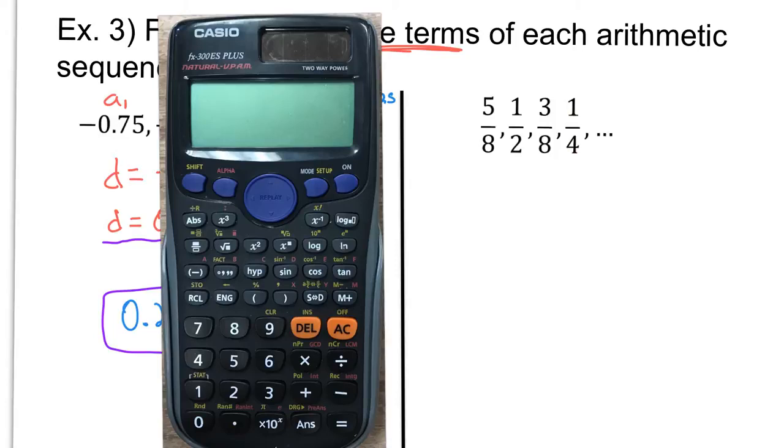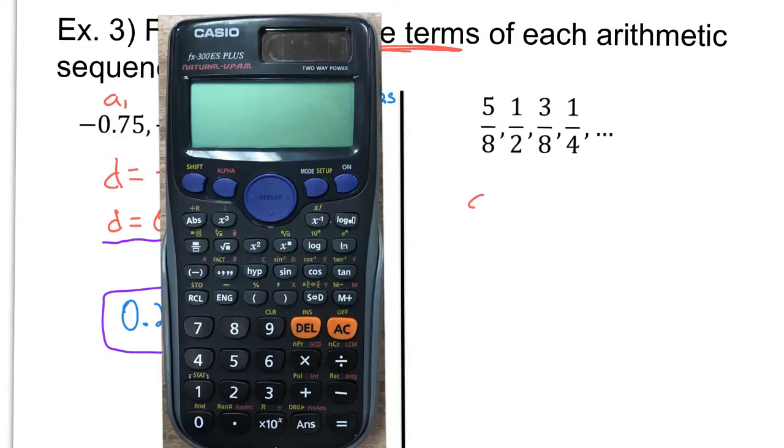Now we do know it's an arithmetic sequence because they say we want to find the next 3 terms. They're not asking if it is. So we already know it is an arithmetic sequence. We just need to know what number we need to add to get the next number. So first, let's find out the common difference.